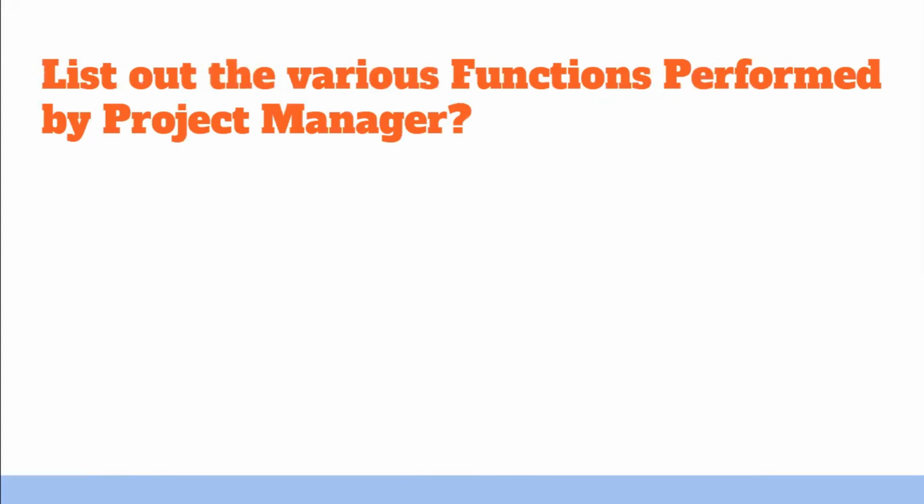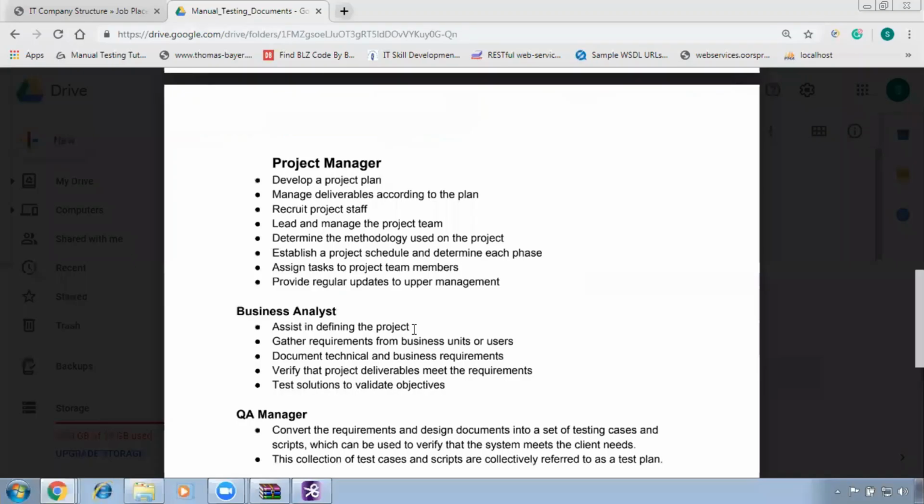List out the various functions performed by a project manager. All right, let's see here. So a project manager develops a project plan. Okay, manage deliverables according to the plan. You have a project plan. Let's say we have to develop IT Learn 360. Now accordingly we will decide in the first sprint or in the first month what we can deploy, or after 3 months what can be deployed. Okay, and in the next iteration, next version, what we are going to update. So all these things are managed by your project manager. That is known as managing deliverables according to the plan.